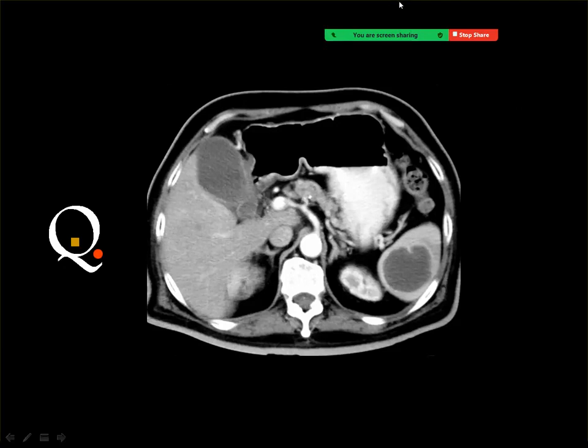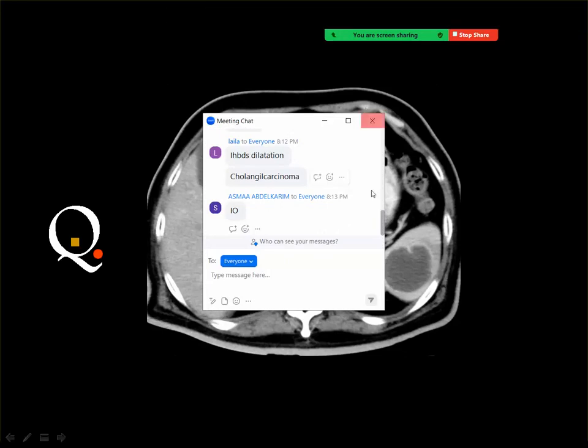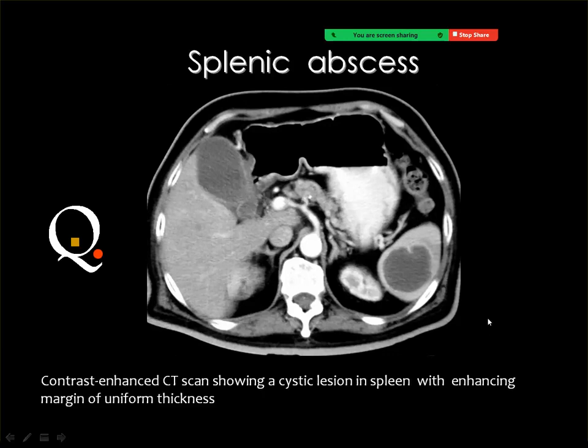Next case. Splenic abscess? Yes, that's right. This is an abscess in the spleen. It's relatively rare compared to the liver, but it shows all the criteria of an abscess.